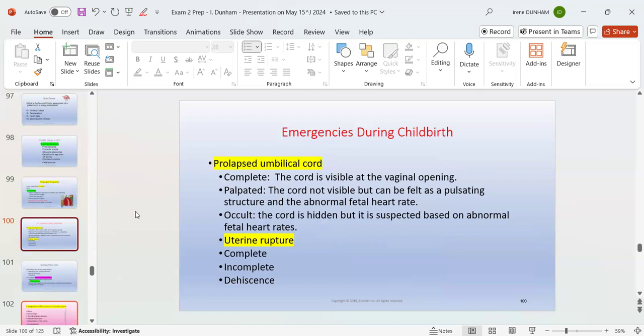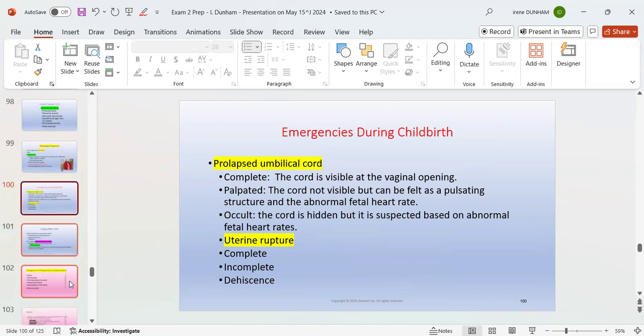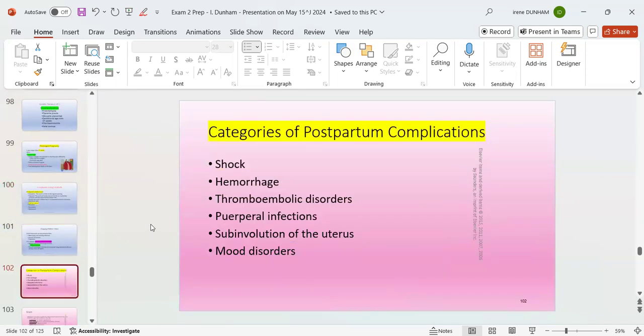Some emergencies during childbirth: we talked about prolapsed cord, we know that, and uterine rupture we talked about. Okay, we're good. I'm just seeing what I got here for you. Some postpartum complications, yeah, that's on my list. So let's go over that. We talked about shock already, and we talked about tachycardia being the first thing you see, right?